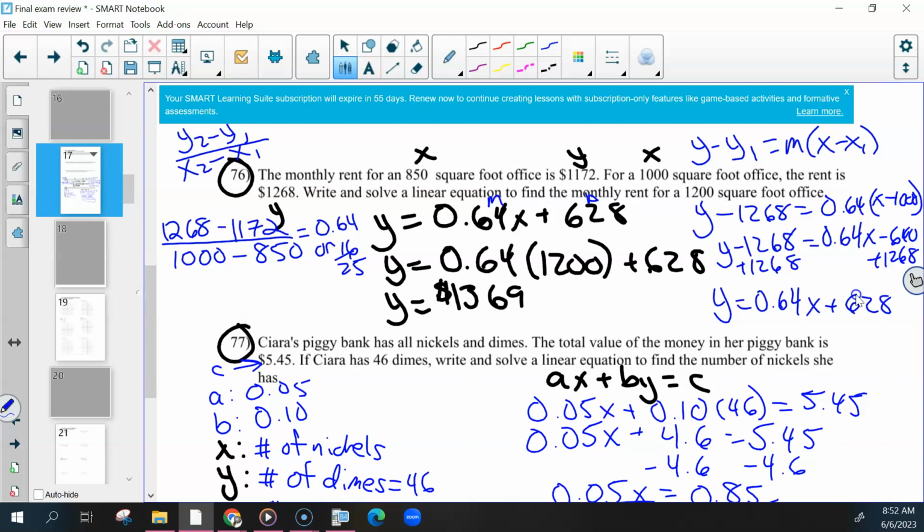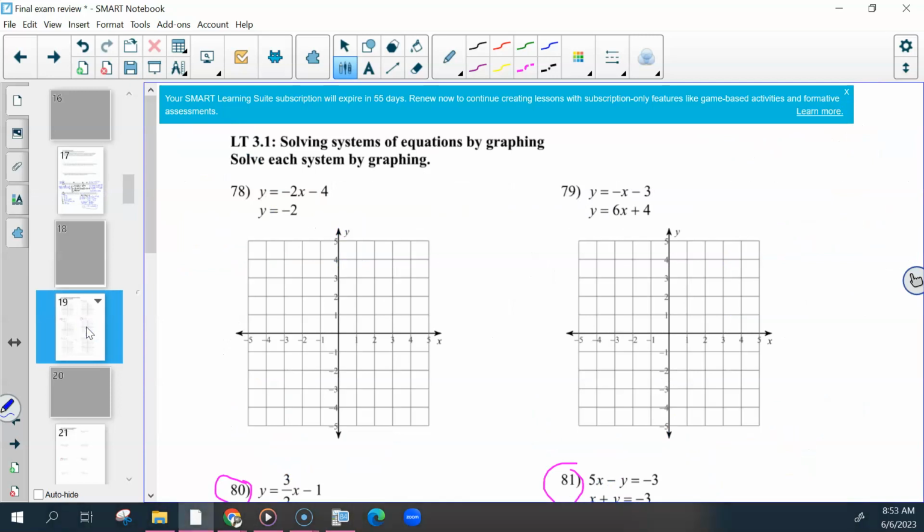So, the algebraic method works if you forget how to do it in the calculator, but the calculator would be easier if you remember how to do that. Questions on either of those? Go on to the next page. So now we're in systems. What questions on this page do you want to see, go over, review?